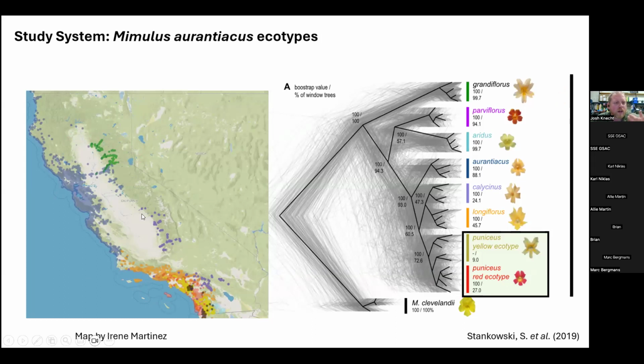We have allopatric, sympatric, and parapatric populations. Red and yellow have a hybrid zone. There's evidence that calycinus and longiflorus might have hybrid populations. That's still uncertain, but it's a really cool system for looking at the evolution of reproductive isolation at these first stages. And to date, most of this isolation research has been done in this puniceus red and yellow ecotype group.